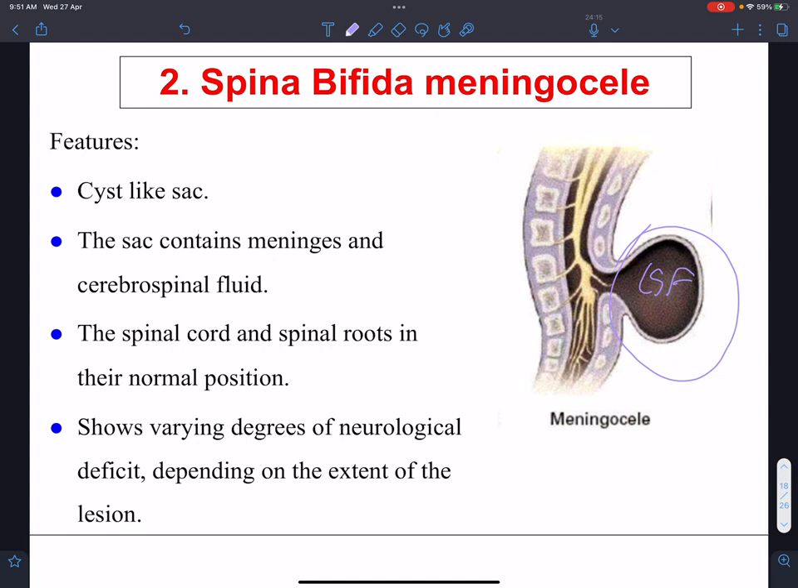But what about the spinal cord? I said meningocele. Is the spinal cord bulging out as well? No, the spinal cord and the spinal roots are intact. Just the cerebrospinal fluid and the meninges are bulging out to give you this cyst-like sac.